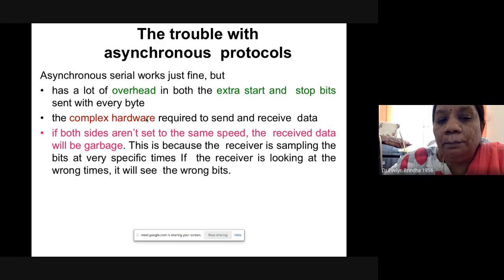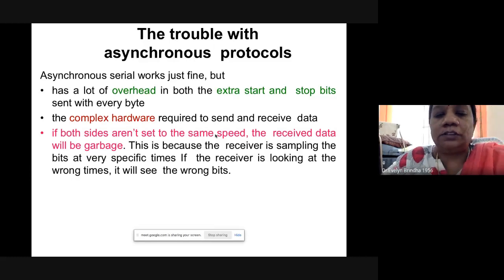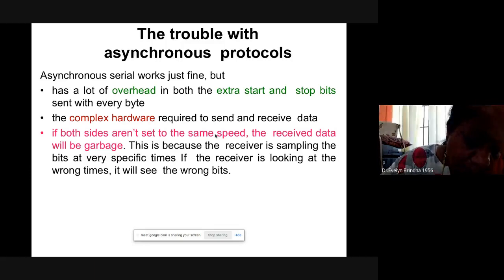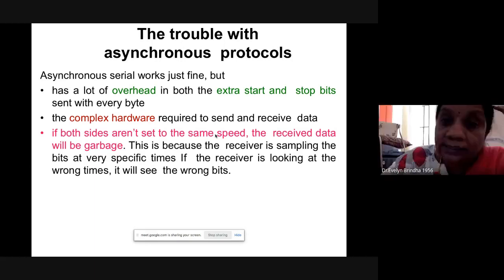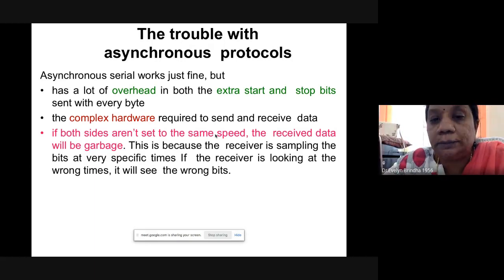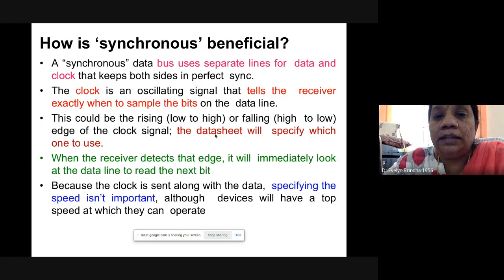And more importantly, the sender and the receiver side are not operating at the same speed. So suppose there is any loss of data, then there is more possibility of data loss or erroneous data being sent. That is one of the major disadvantages of asynchronous data transfer using UART. That is why synchronous is more preferable.